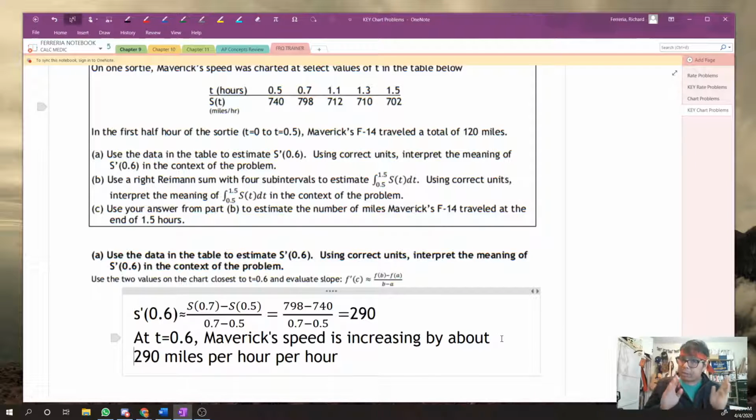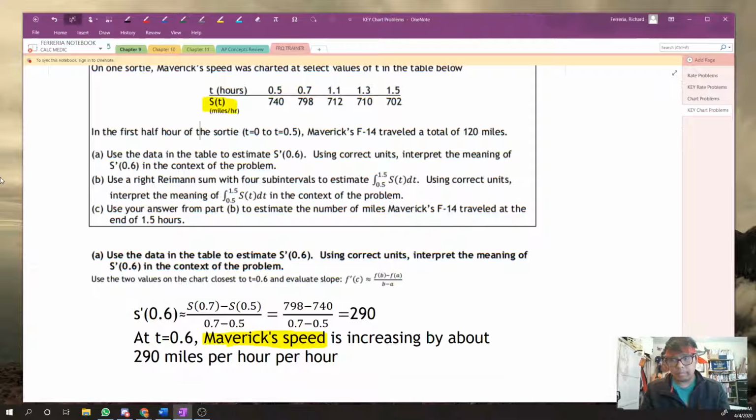So at t equals 0.6, Maverick's speed is increasing by about 290 miles per hour per hour. So let's dissect that just a little bit. T equals 0.6, naturally, that's where we're estimating the derivative. But Maverick's speed comes from the fact that we're looking at the change in s. And what is s? Well, s up here tells me that it's in miles per hour, and it is Maverick's speed.